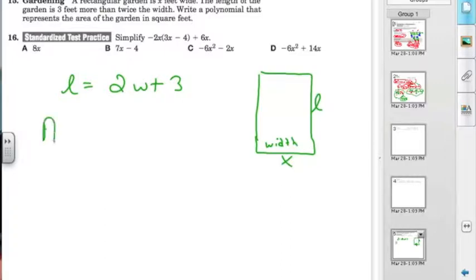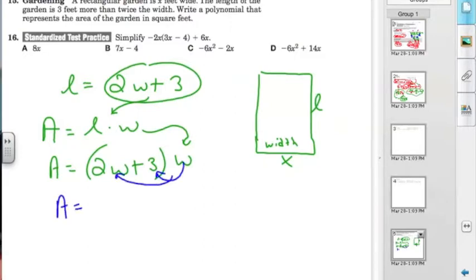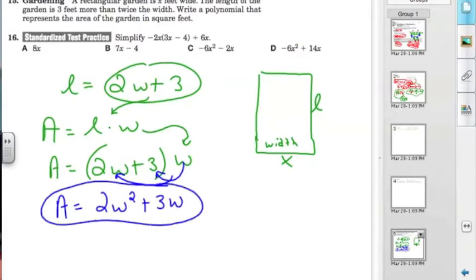Well, I remember that area equals length times width. So I can take this and substitute it in place of L. So area equals 2W plus 3, and the W is the W. Oh, look at that. That's your beautiful distributive property. Yes, you should simplify this. So area equals, distributed in, 2W squared plus 3W. There's your simplified area formula. If you have any questions, please see your teacher.